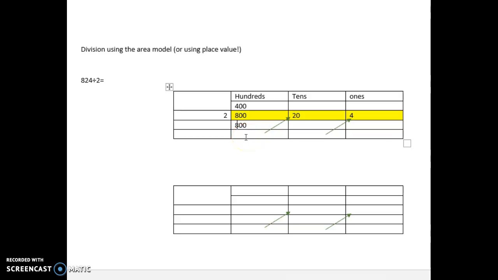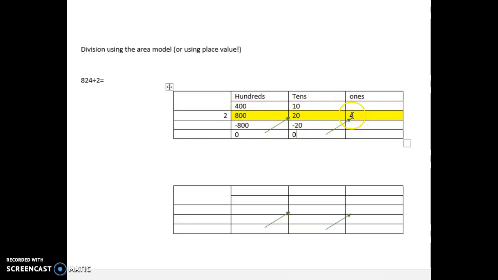I'm going to subtract those, and I'm going to end up with 0, which means I have nothing to regroup over here. Now I've got 2. How many tens can I multiply 2 by to get 20? 10 times 2 is 20. So I'm going to subtract 20 here, and I'm going to end up with 0, which means I have nothing to regroup.